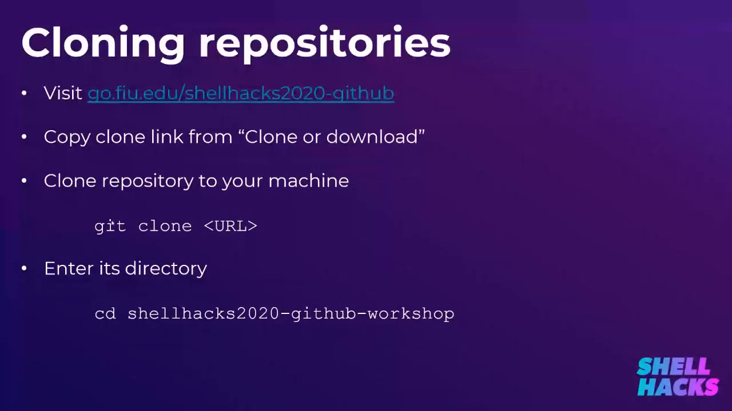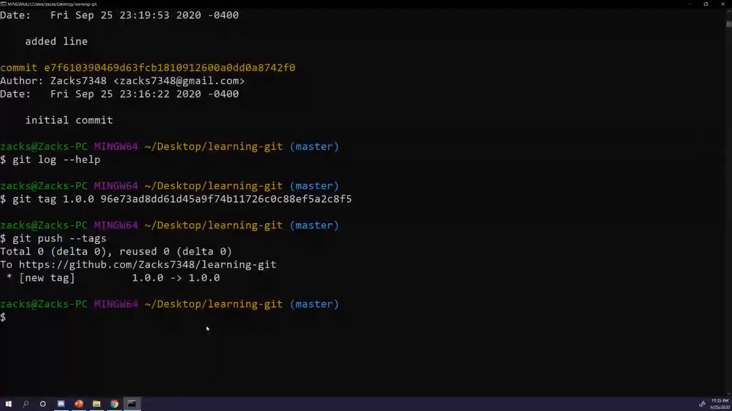So at this point now, we're done with learning Git. We can just go ahead and leave it. I'm going to go back to my desktop and I'm going to do git clone, and I'm going to paste this in.